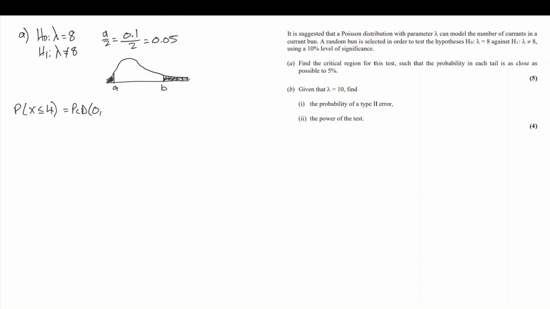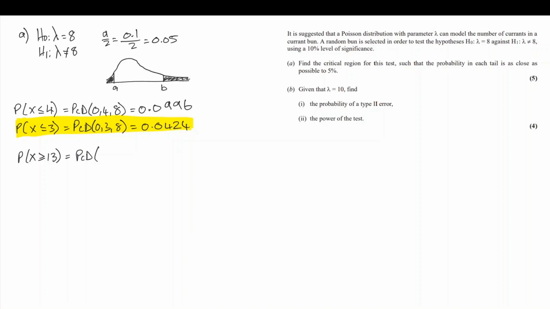Okay, so let's just check values around that boundary. So we'll start with the probability x is less than or equal to 4, and we find that that probability is 0.0996. So it's 9 to 10%. Can we get smaller? Probability that x is less than or equal to 3, well, that's 0.0424. Okay, that's the one that's going to be closest to 5%.